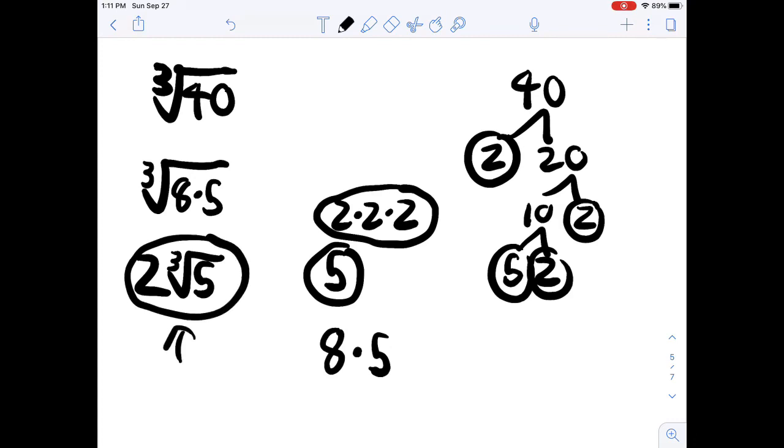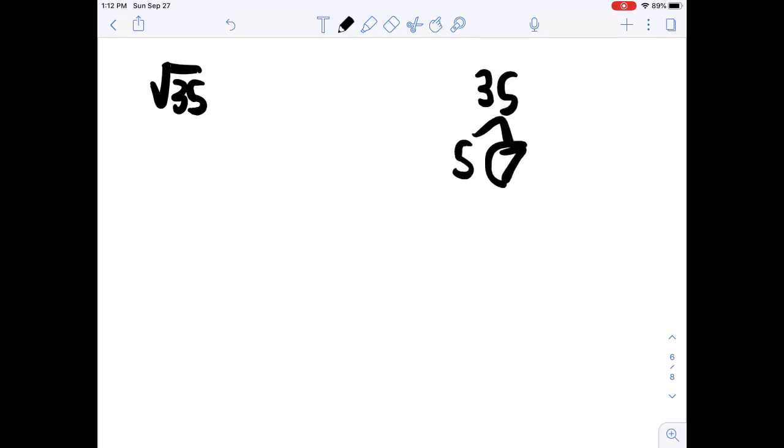And this is the final answer. Now there are some entire radicals that you cannot express as mixed radicals because the factors of the radicand are not perfect squares or perfect cubes or whatever, depending on the index. So like this example, the square root of 35. If we draw the factor tree of 35, we get only 5 and 7. These are both prime. No factors of 35 are perfect squares, so you can't write this as a mixed radical.